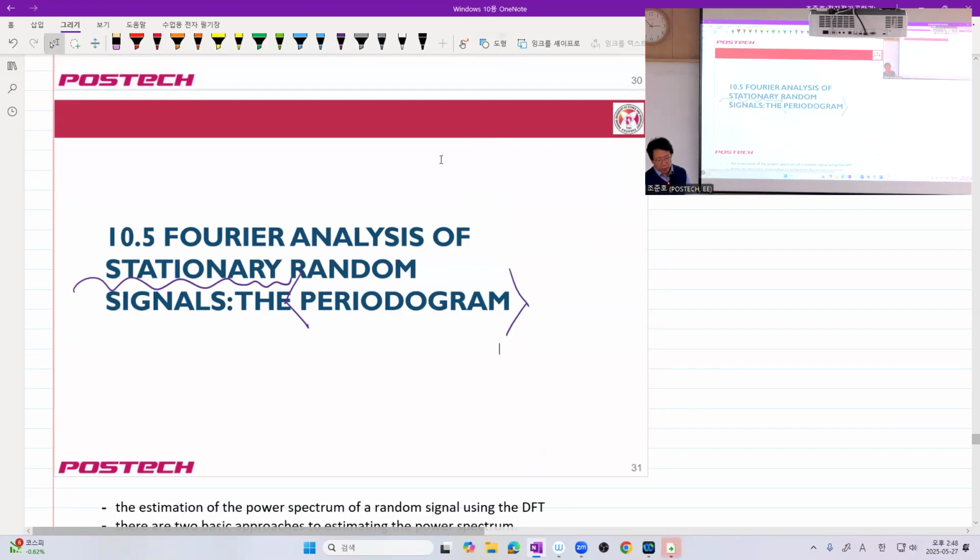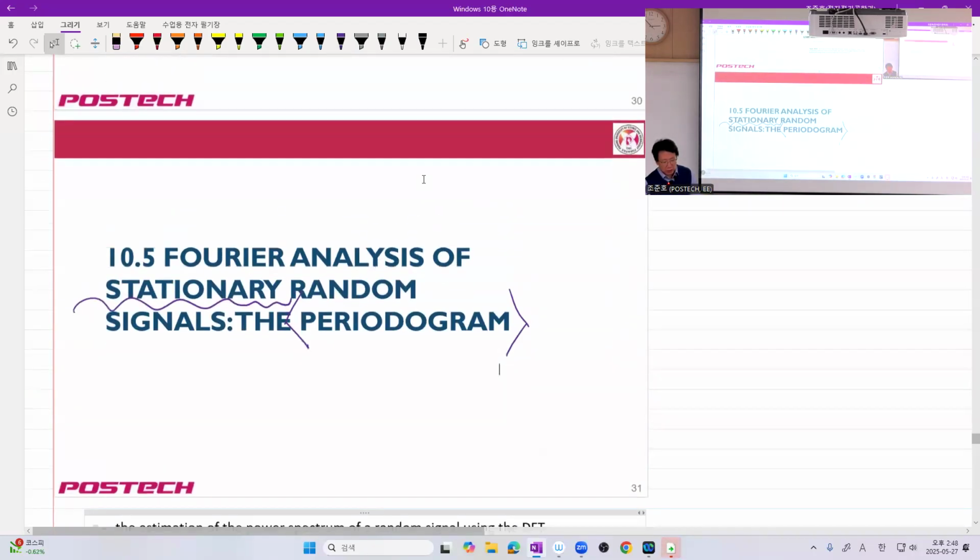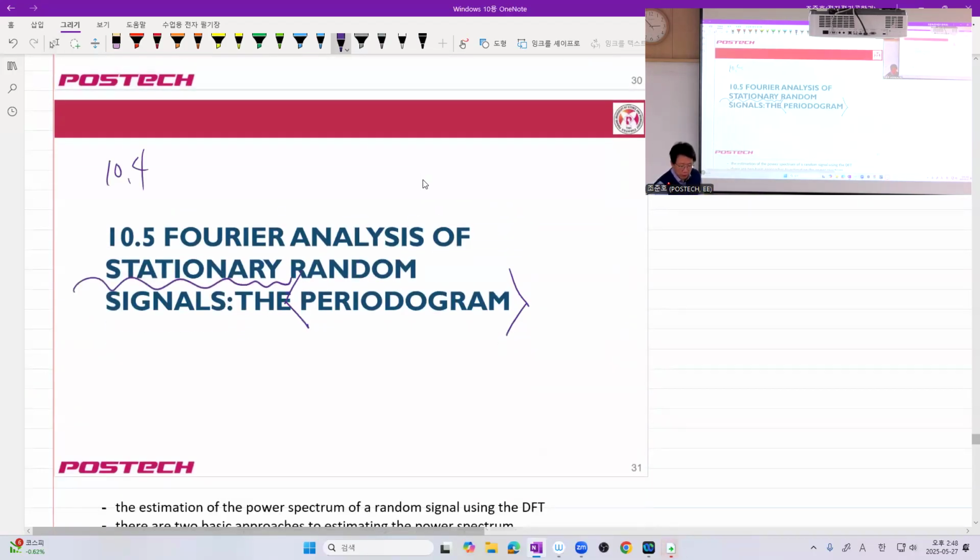And here comes the idea. So what you want to do is to estimate the power spectrum of the random process, for a stationary random process. So the previous section was for non-stationary signals.